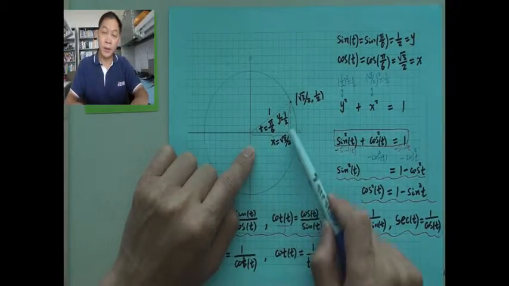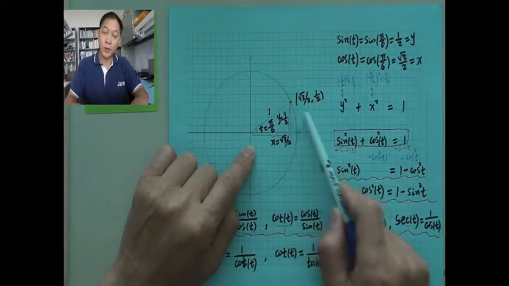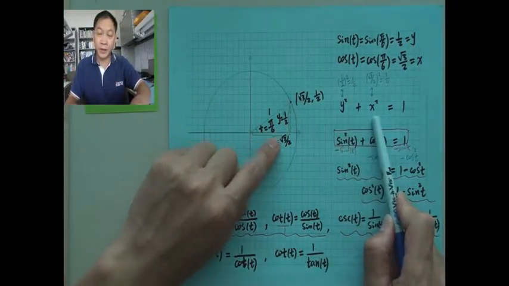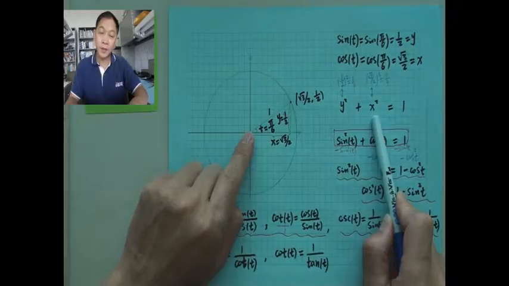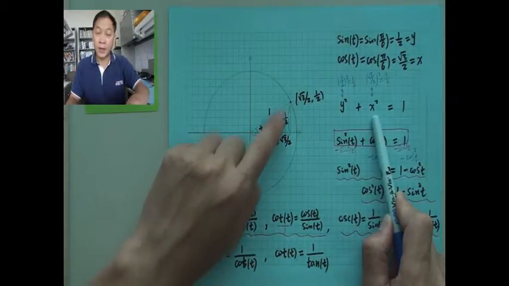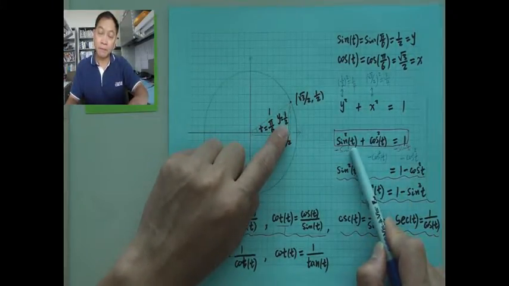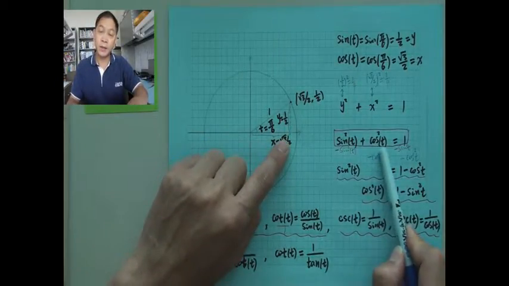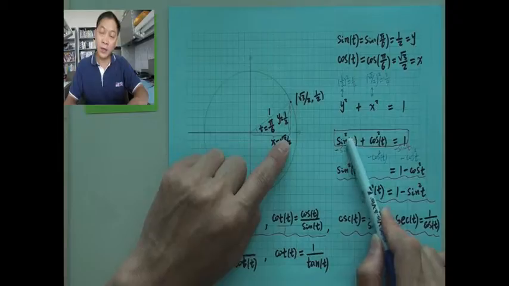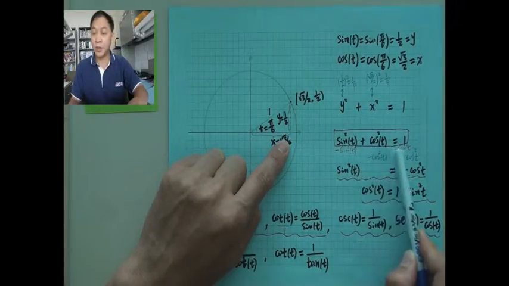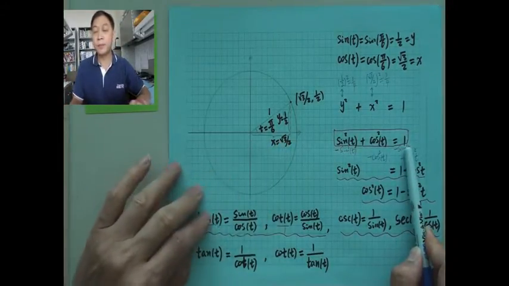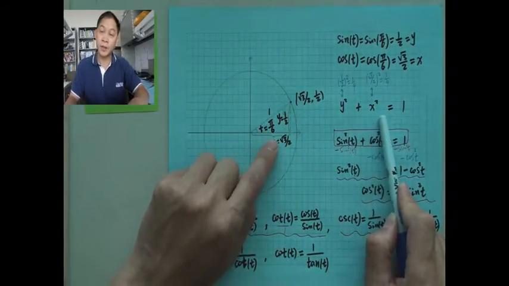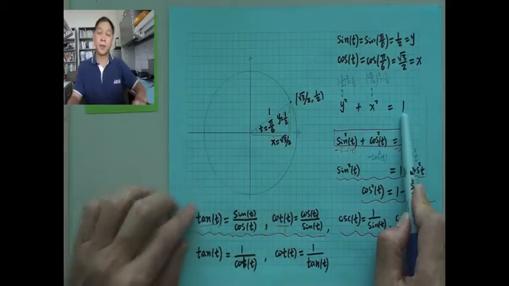And we know in this right triangle, y squared plus x squared is 1 squared. And we know y is sine and x is cosine. So sine t squared plus cosine t squared is 1. Or you may say y squared plus x squared is 1. Okay.